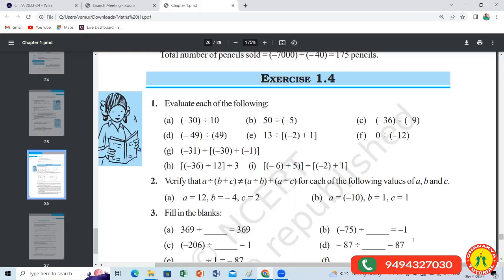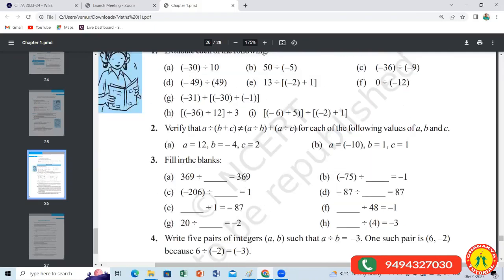Try to do it, children. Can you do it and give the answer? Can you take the second one as homework, children? Do it. That's all for the day, children. We will start another new chapter in the next class, which is fractions and decimals.